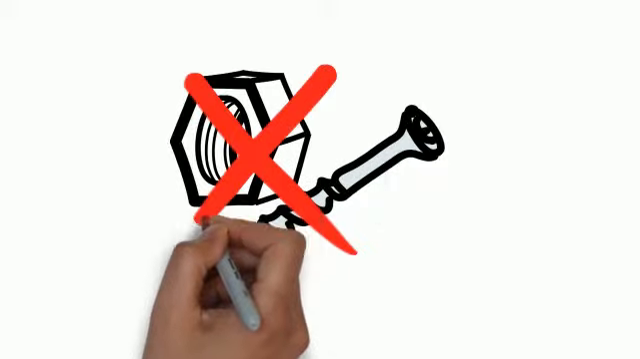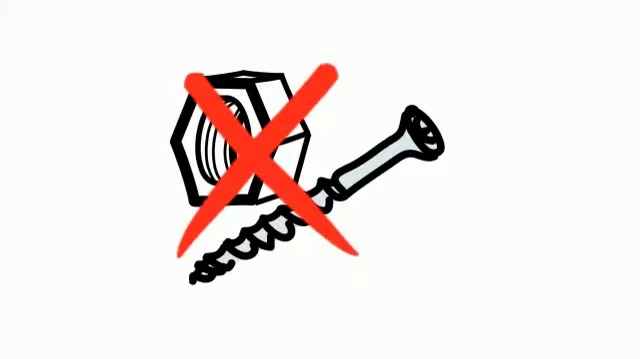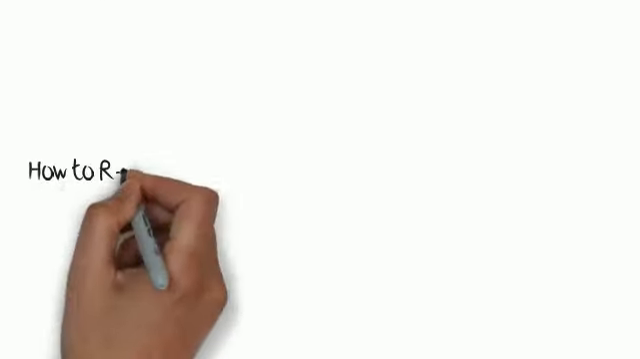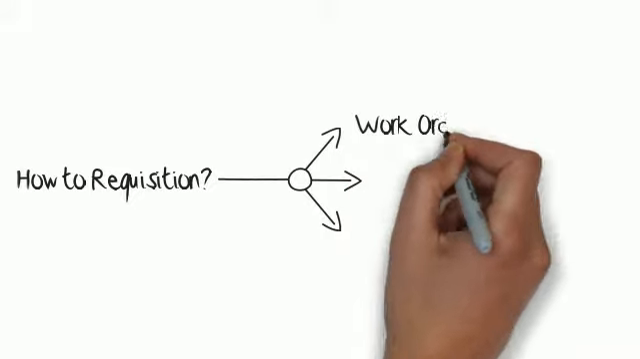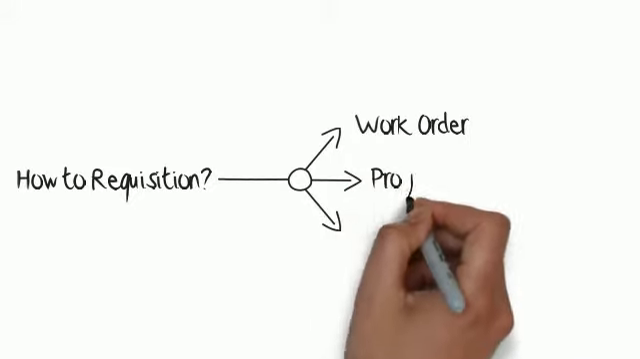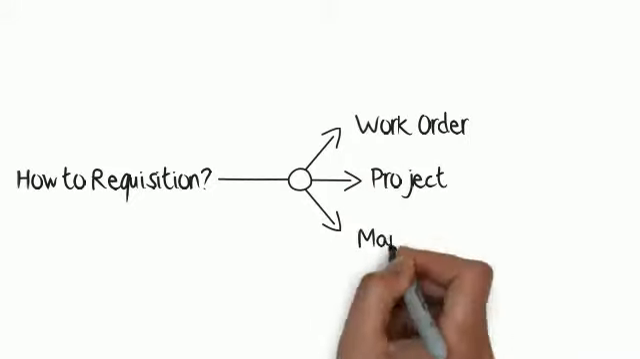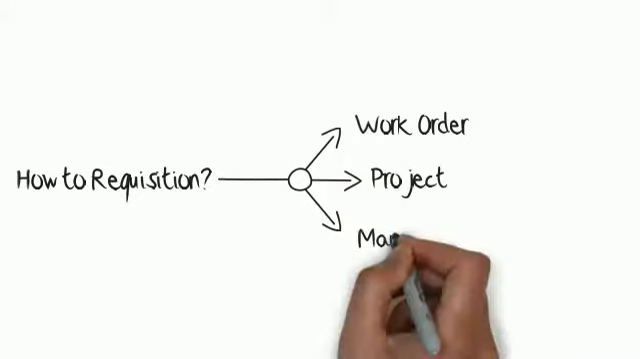If the material is not stocked by the warehouse, then you would initiate the process to requisition and purchase from a vendor. If you have to purchase from a vendor, you have 3 possible ways of creating a requisition. You will either create the requisition through a work order, through a project, or manually in SAP.